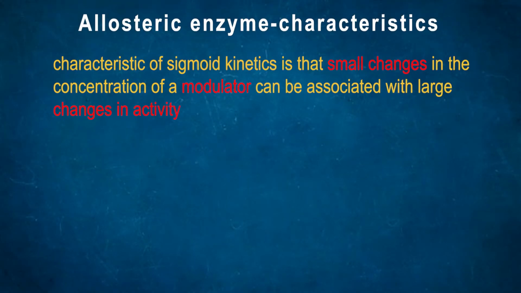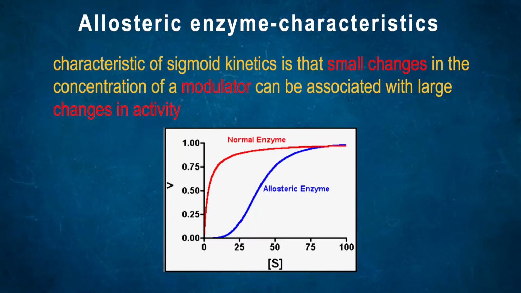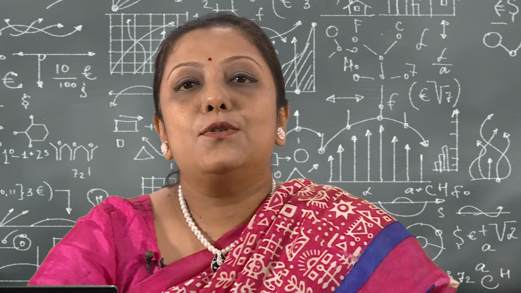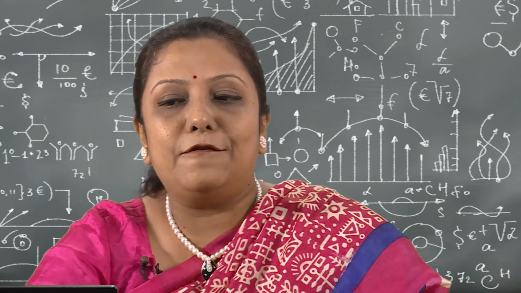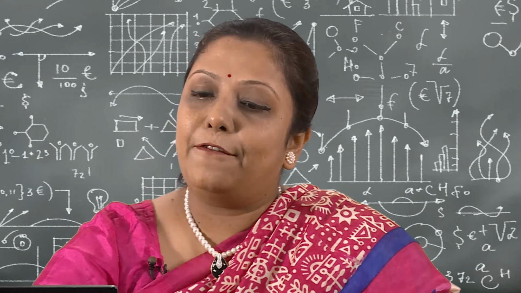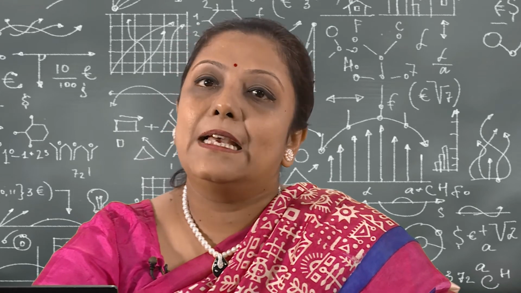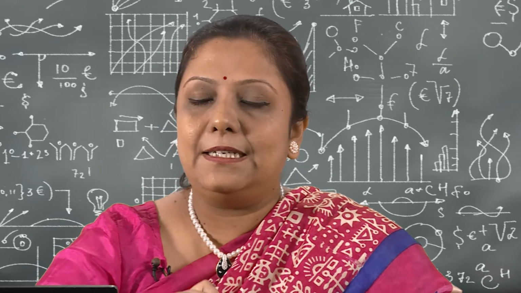So, a characteristic of sigmoid kinetics is that small changes in the concentration of a modulator can be associated with large changes of activity, that is V0, the rate of reaction. So, we can find the effect of positive as well as negative modulator, and we can find positive as well as negative cooperativity. I will discuss that.